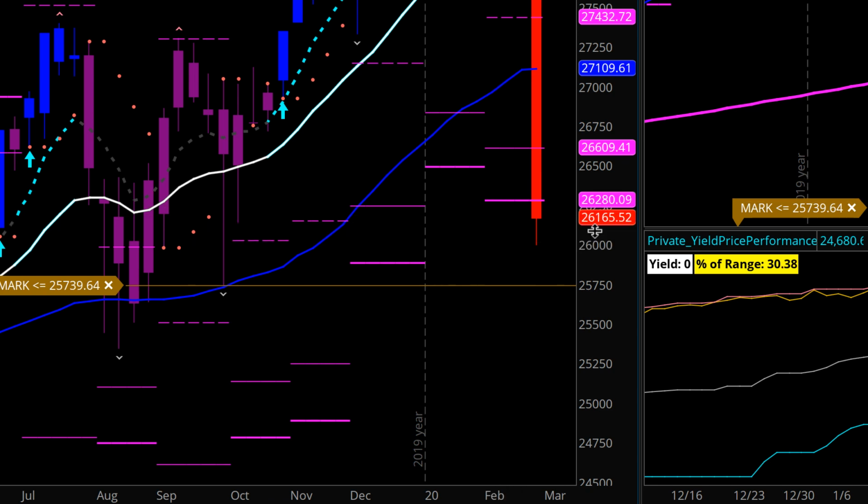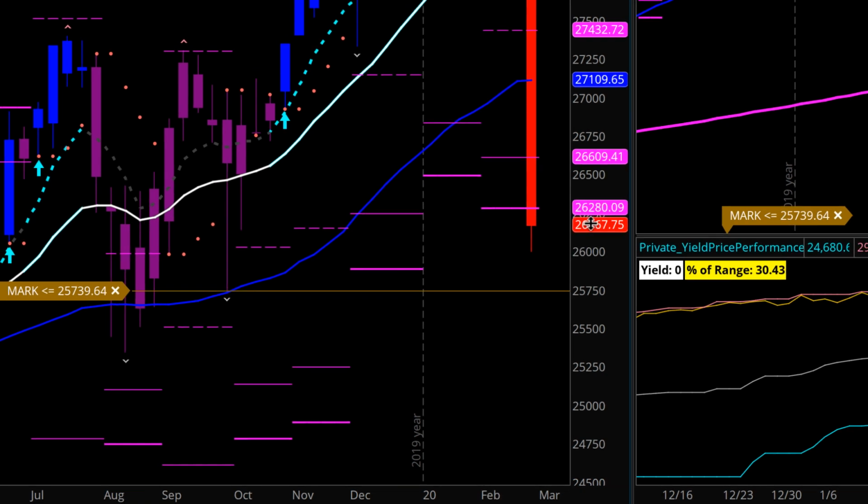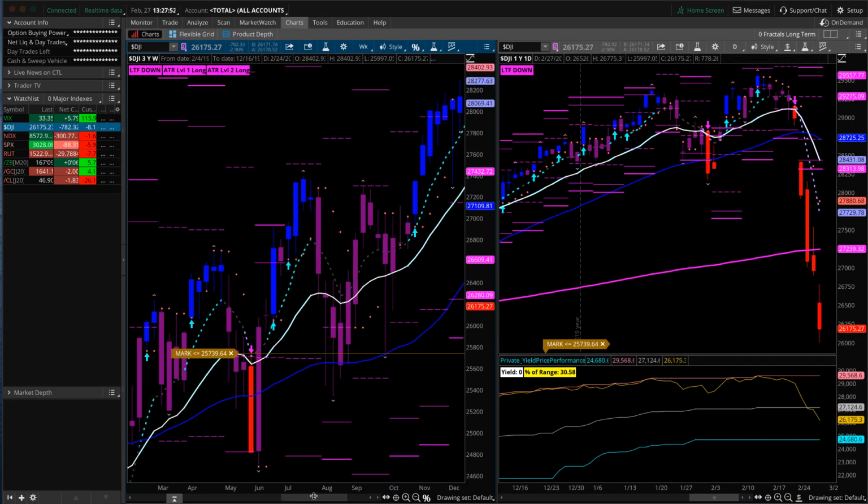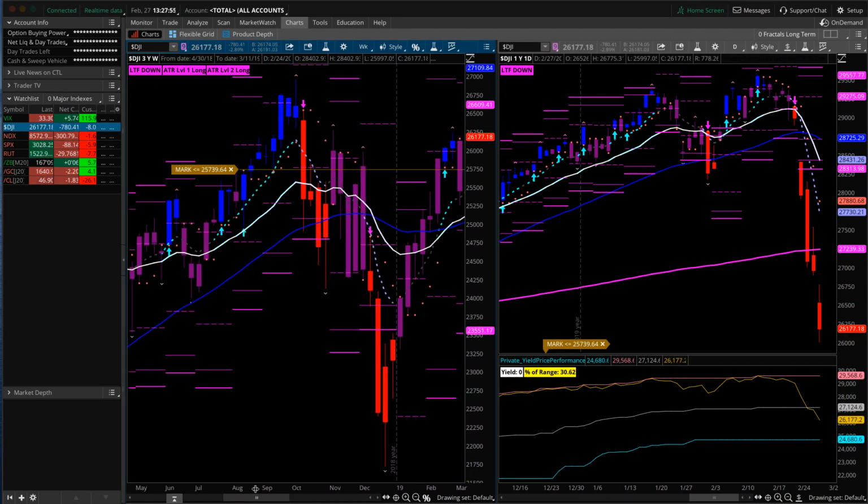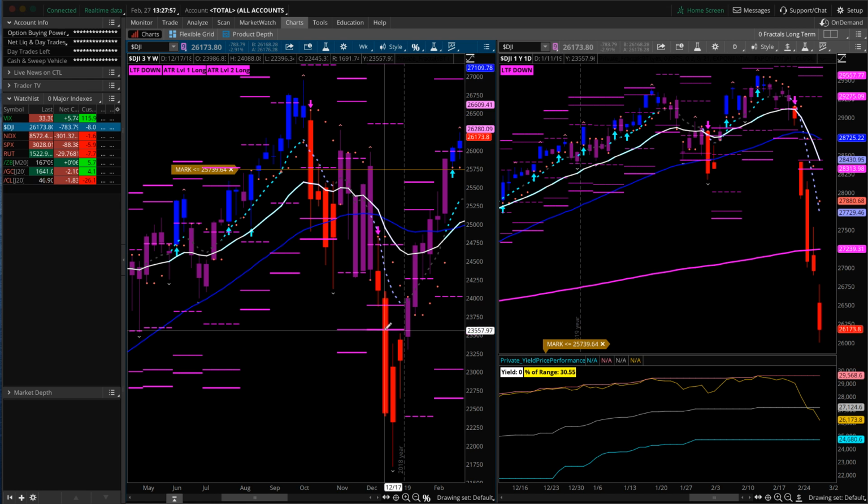That's 26,280, to be exact. And you can look back at the chart and see places where the market has hit those levels before. You can see that we crashed right through that level. End of 2018, we crashed right through that monthly support level. So there's nothing magical about those.